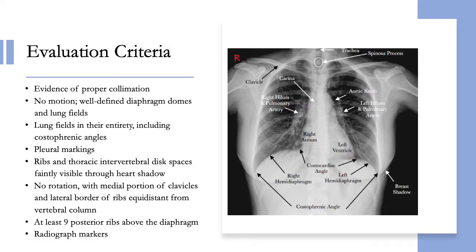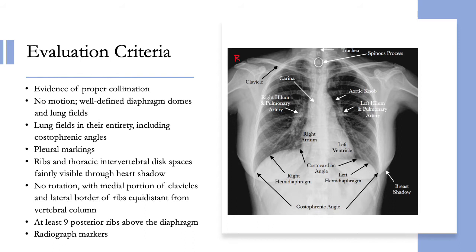As radiographers, it is important for us to evaluate our own images before we send them off for the radiologist to read. So it's important to know what to look for. This slide demonstrates a high quality image, and we are going to go through the evaluation criteria to see what makes this a high quality image. The first being evidence of proper collimation.